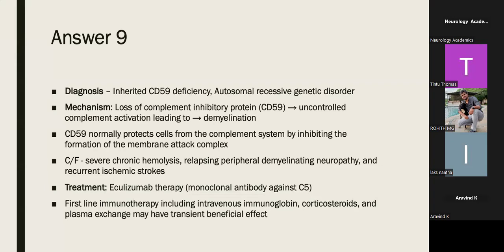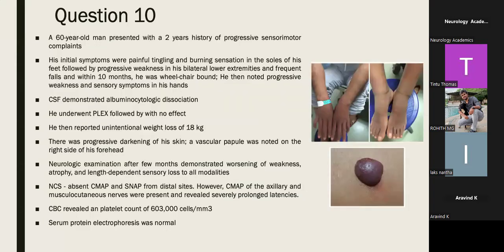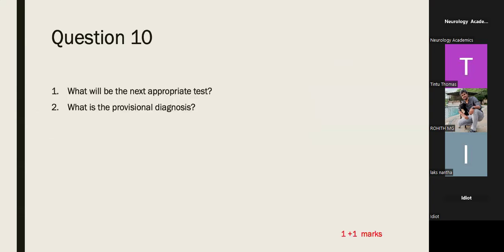The next case scenario was of a 60-year-old man who presented with a chronic history of progressive sensory motor complaints with painful sensation, and CSF also showed albuminocytological dissociation. Considering CIDP, he underwent PLEX with no effect. Then there were constitutional symptoms like weight loss, progressive darkening of skin, and vascular papules. CBC also showed a platelet count of 6.03 lakhs. Considering paraproteinemias as the next probable diagnosis, they did a serum electrophoresis, which was normal. So the question was, what will be the next appropriate test and what's the provisional diagnosis?